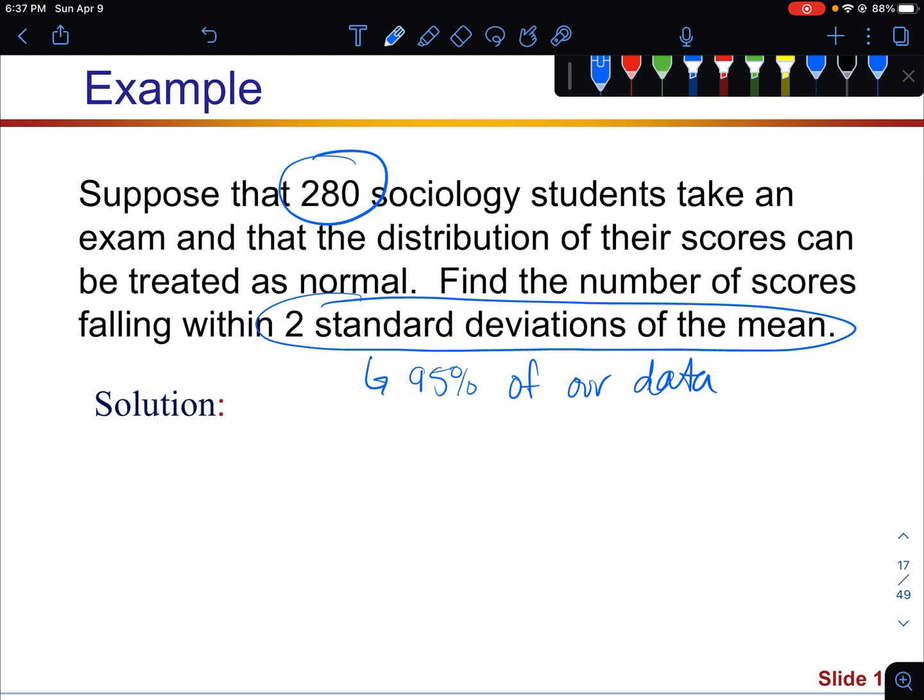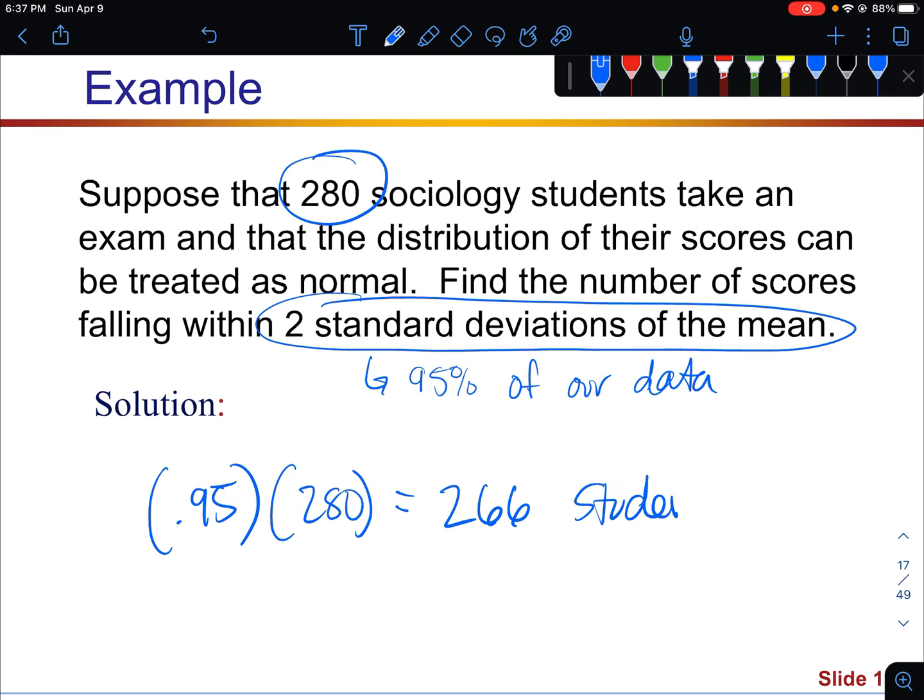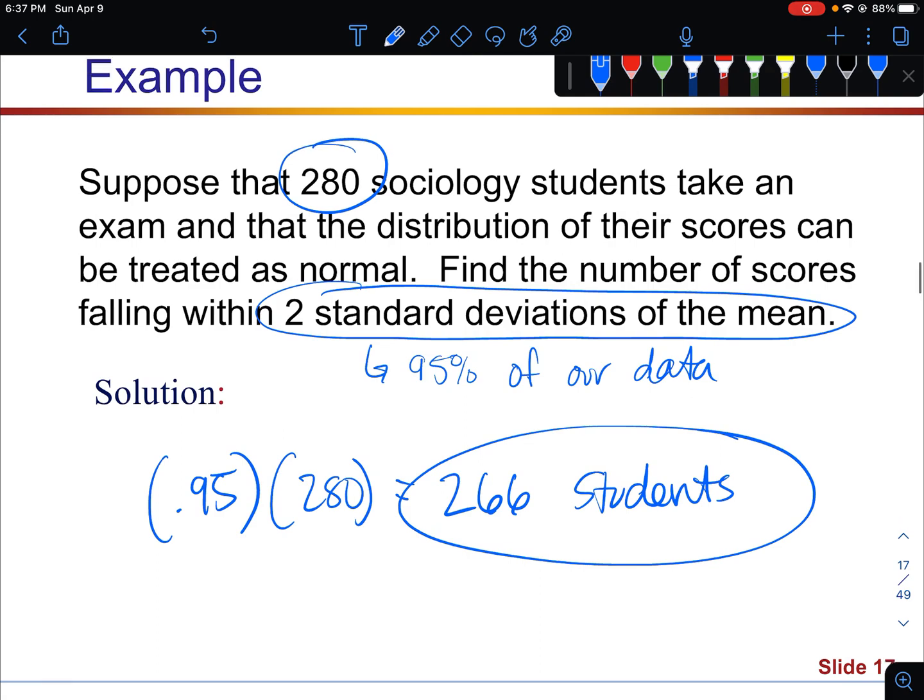So if 280 total people took this class, we would multiply 95% or 0.95 by 280, and that would get us about 266 students that fell between 2 standard deviations away from the mean. So again, this is a rough estimate. And again, we'll calculate more specifically later in the week.